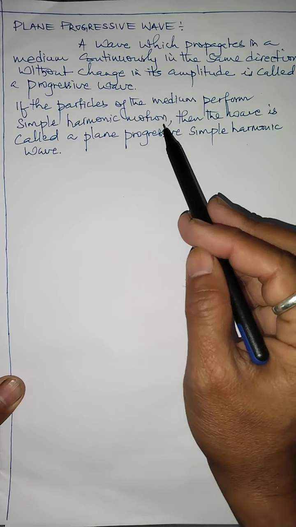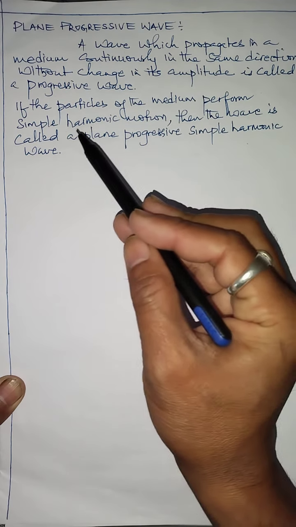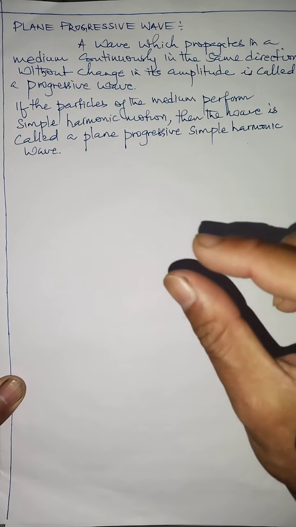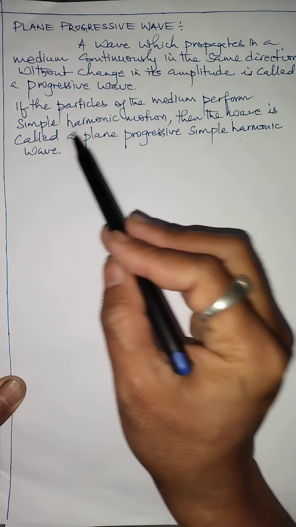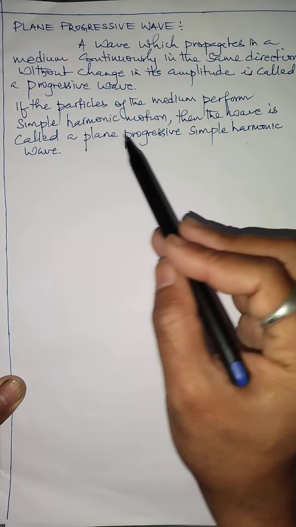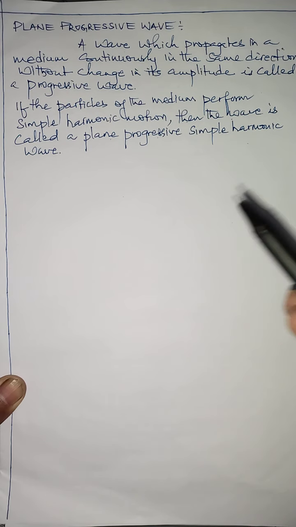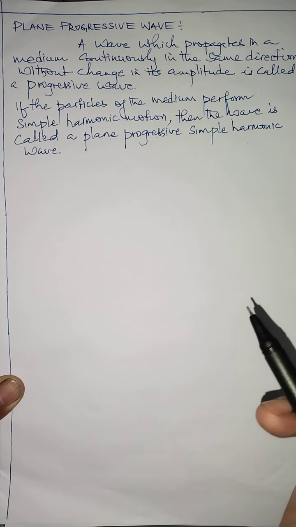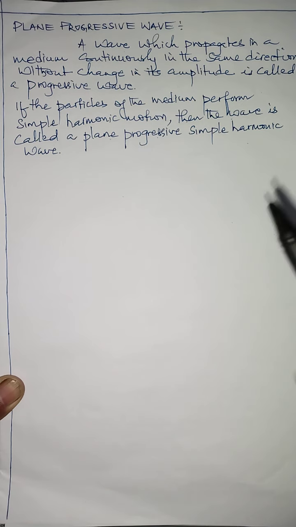And in such type of motion, if the wave propagates in a particular direction with the same amplitude, and as I said, the particle oscillates with constant frequency, then the wave, that means the same plane progressive wave, is also called a plane progressive simple harmonic wave. Plane progressive what? Simple harmonic what? Wave. So this is how we can understand and define plane progressive wave. Now we will write the displacement equation.